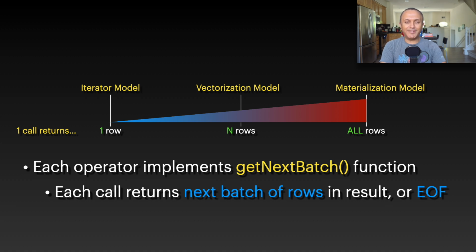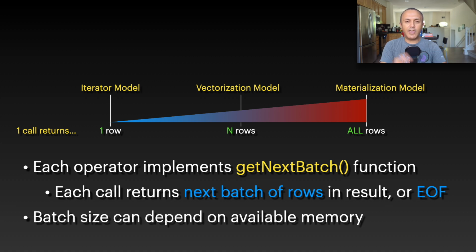The good thing about that is that you can usually control the batch size, so the number of rows in the batch, and that can depend on the memory that you have. So you can set the batch size to a number of rows that can fit in memory to avoid having to spill to disk.